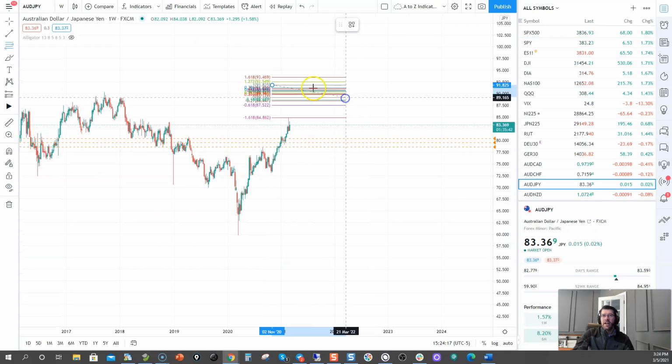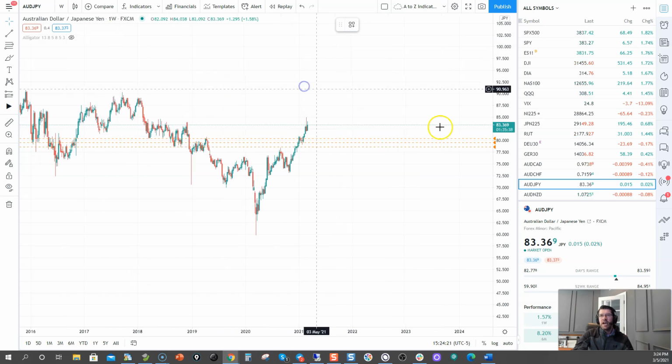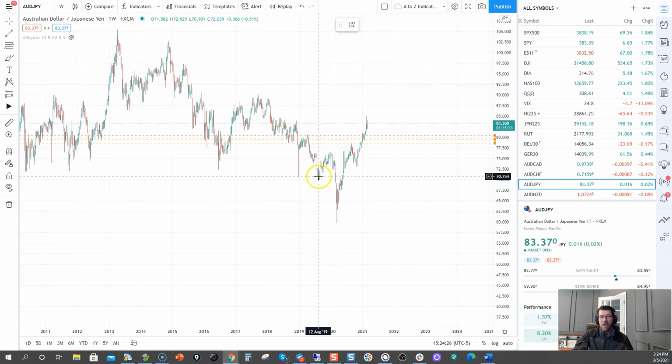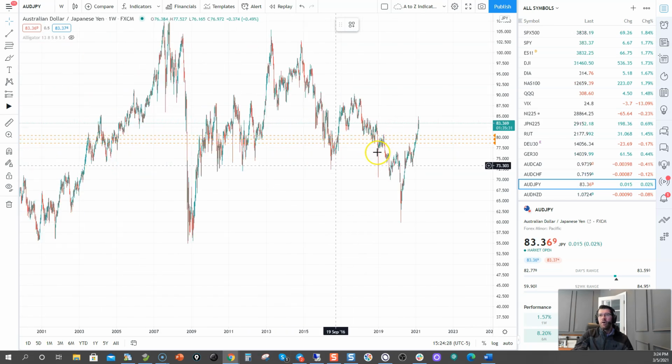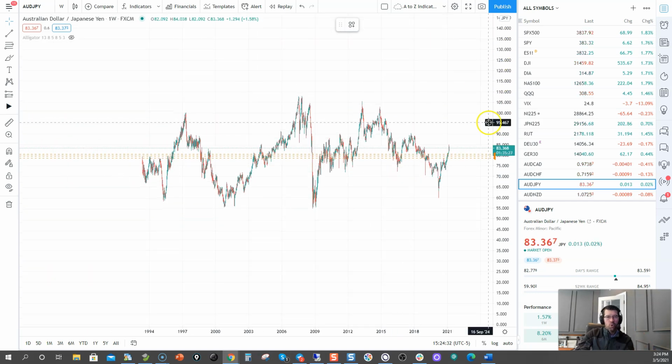If you'd like to see this on a real chart, let's talk about it. This is a currency pair, Aussie yen on a weekly chart. For several years, we have been in a downtrend on this Aussie yen. But take a look at the left-hand side of this chart, and this is why I say that support and resistance levels are so critically important.